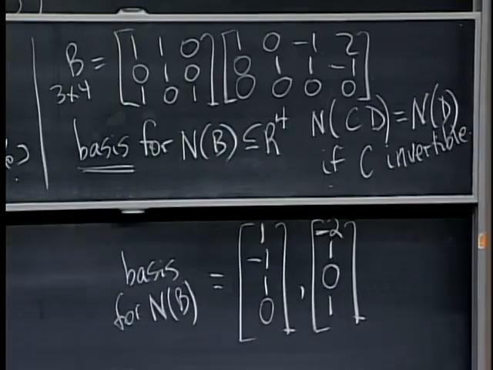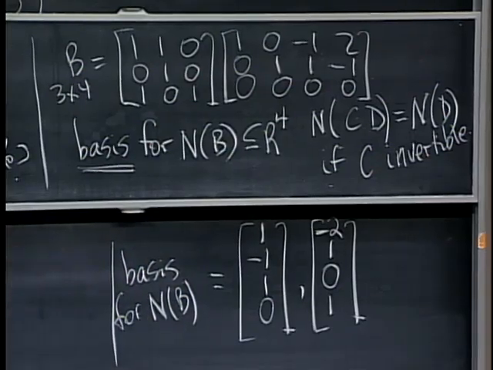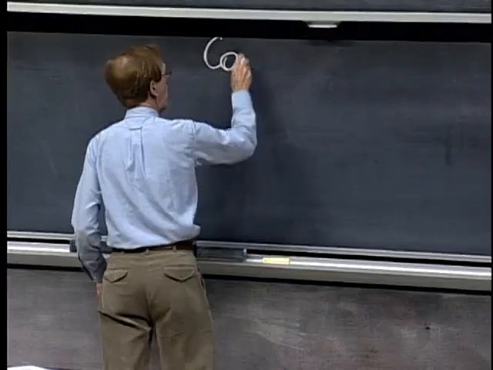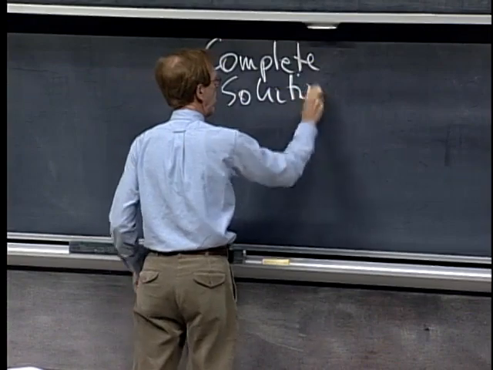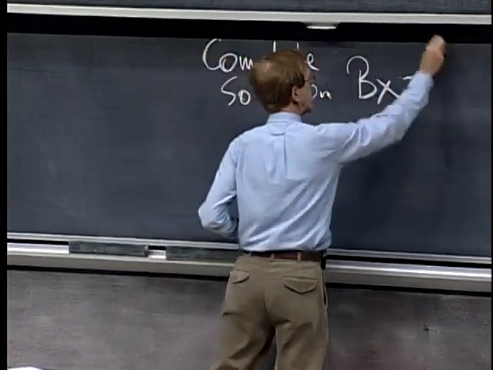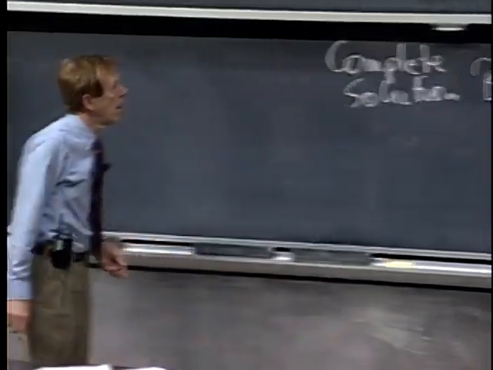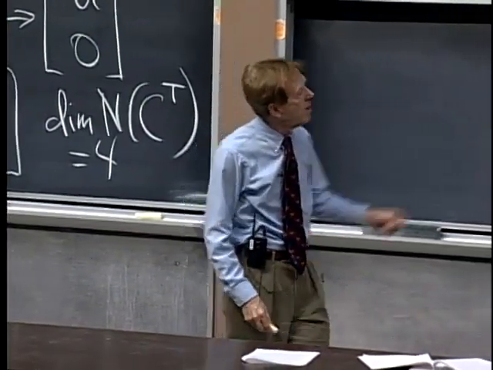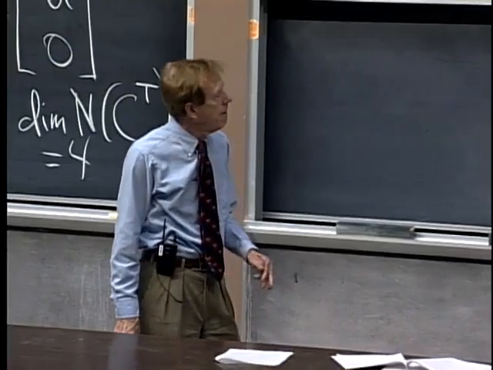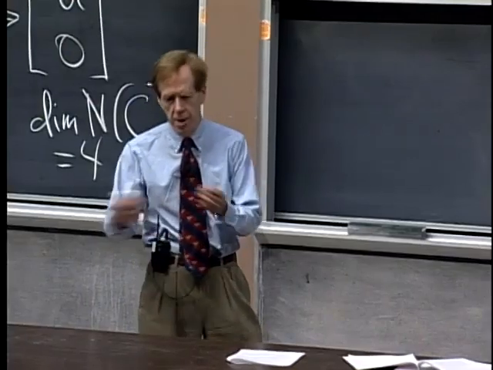Another question is, solve Bx equal 1, 0, 1. Okay, so that's one question. Now solve, complete solution, to Bx equals 1, 0, 1. Okay. Yeah, so I guess I'm seeing, if I wanted to get 1, 0, 1, what's a particular solution? So I'm looking for a particular solution and then the null space part.